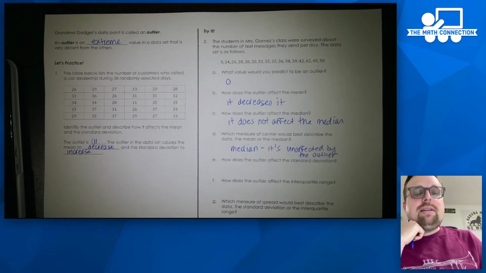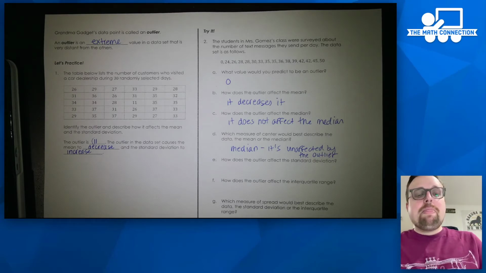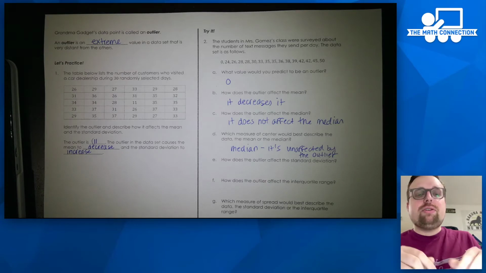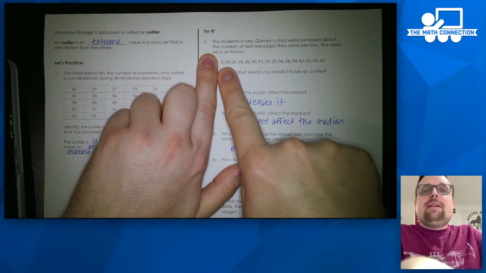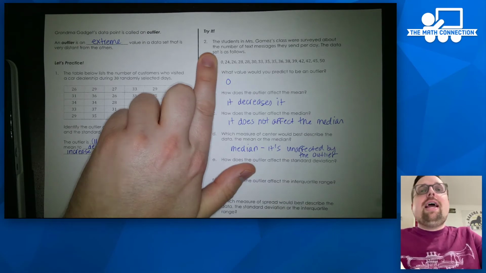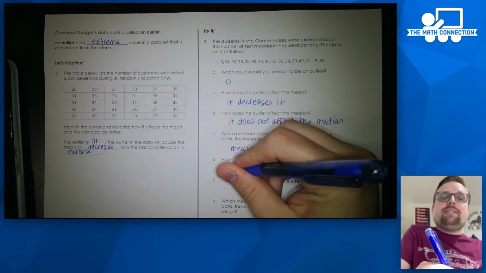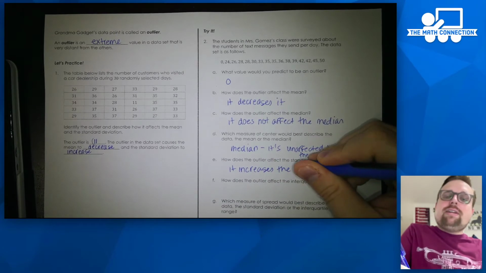Okay, next question. It says, how does the outlier affect the standard deviation? So remember, the standard deviation is a measure of spread, how far the data points are away from the average or the mean. Most of the data is a certain number of data points away from the center, like taking out the 0 and just looking at the rest of these. Then you suddenly add in this 0, which is super far away from the middle. Now all the data points are just a little bit further away from the center, so it increases the standard deviation.